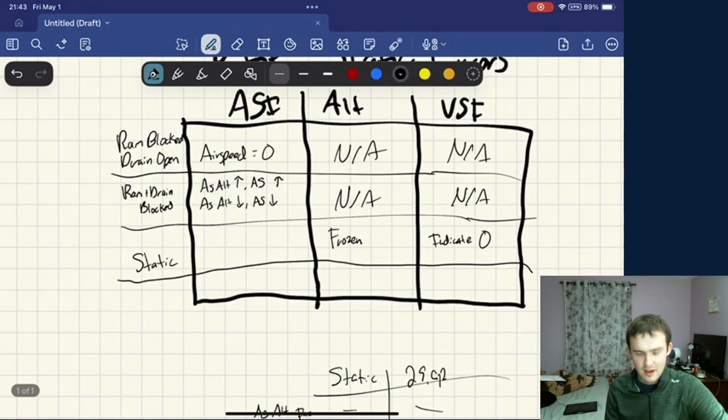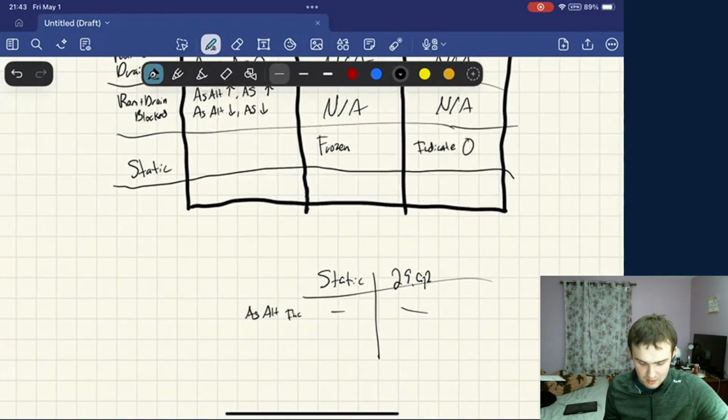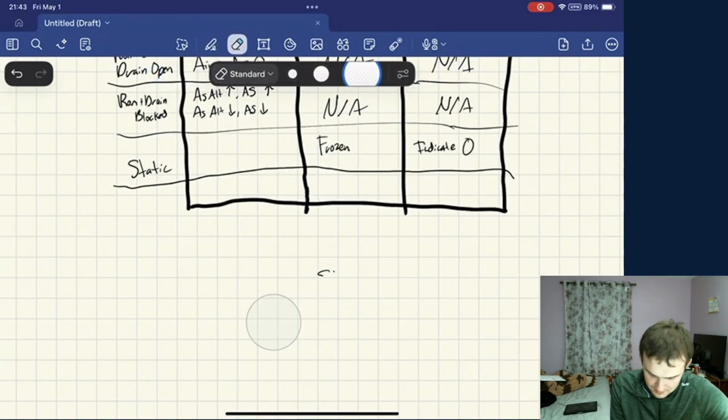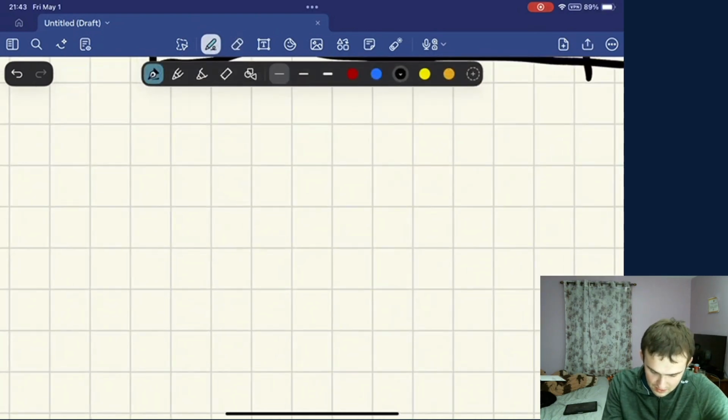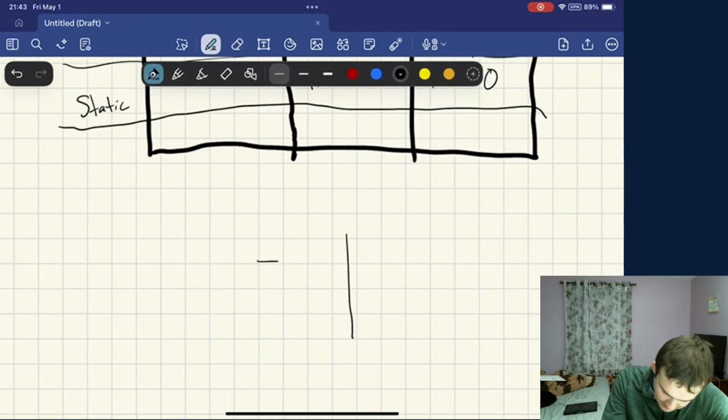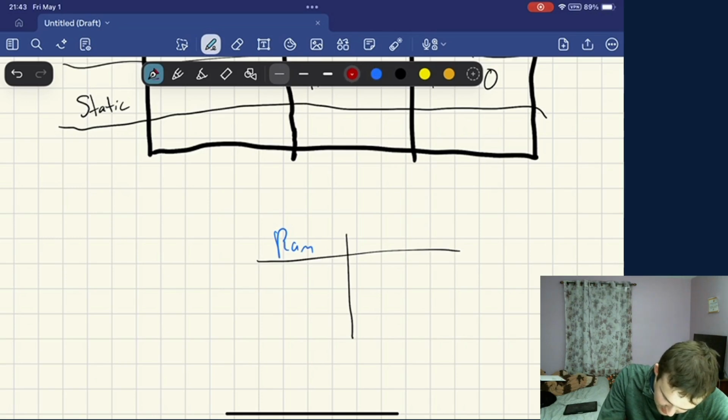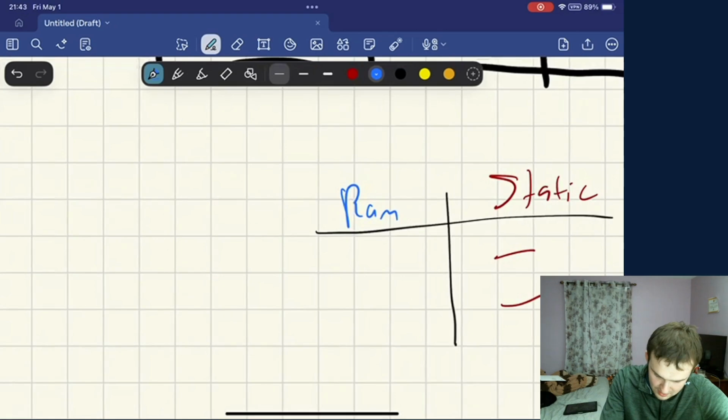Now, airspeed indicator, this is where it gets fun, because it's going to be the exact opposite of a ram blockage. And I'm going to tell you why. I'm going to walk you through this together. I'm going to draw our little table again. And this one I'll use our colors, ram, static.